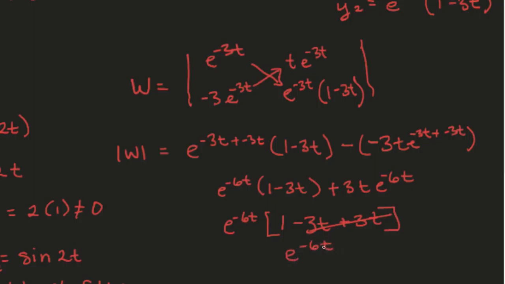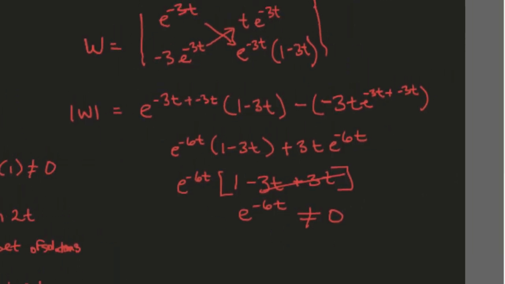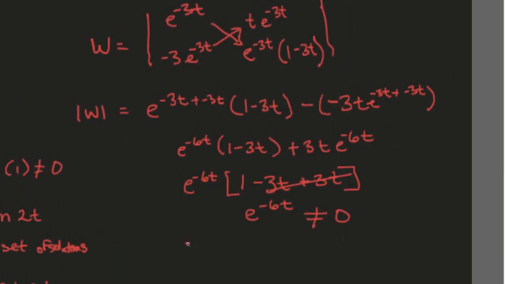Well, if you remember, there's no value that you can plug in for t to make this equal to 0. That never equals 0, right? Because there's an asymptote at y equals 0. So therefore, y1 and y2 form a fundamental set of solutions.